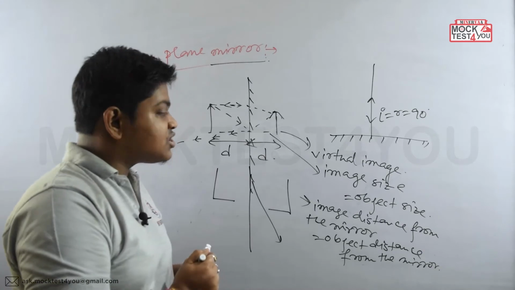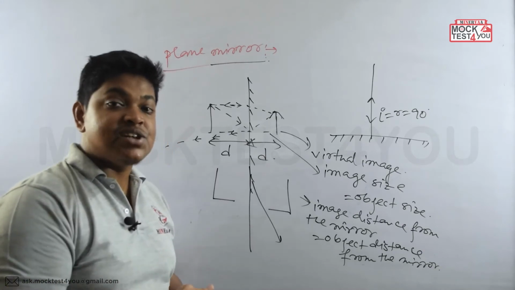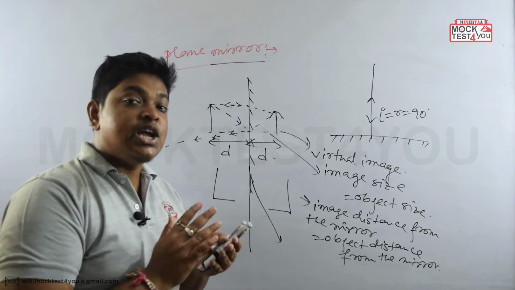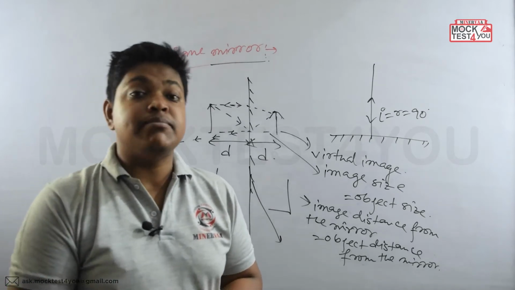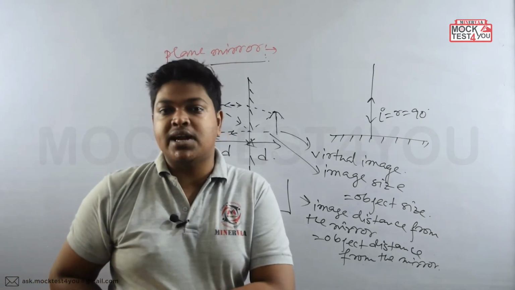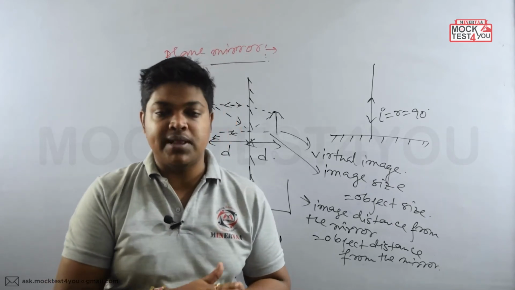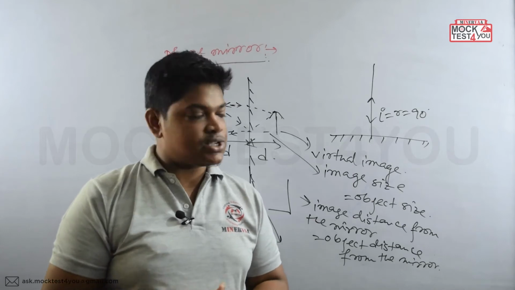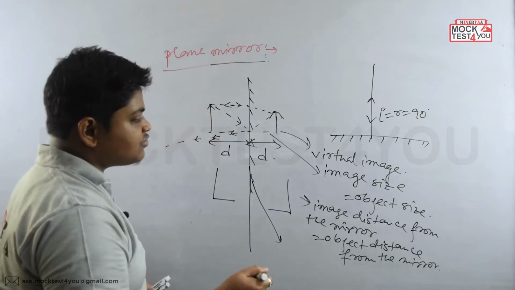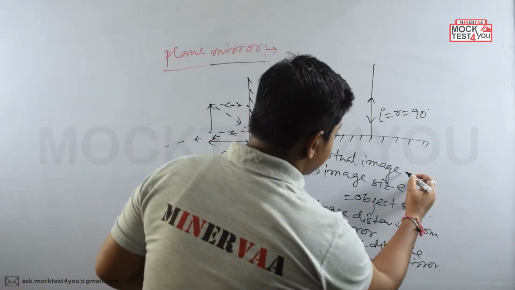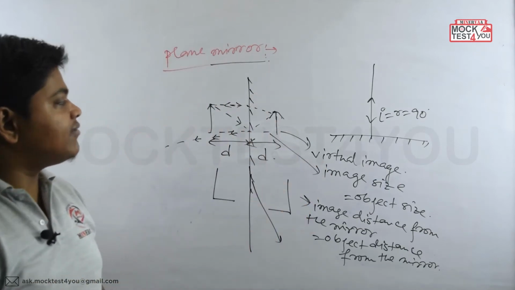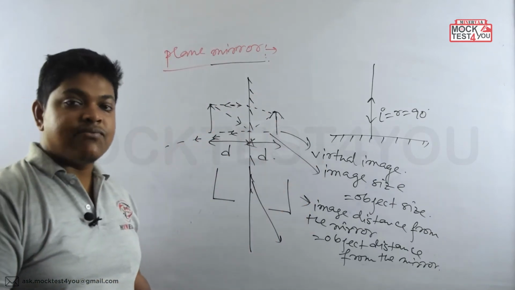So the lateral inversion we have just explained: if you place any object, it will be laterally inverted. The right side of that object will appear at the left side and the left side of the object will appear at the right side. So how many properties have we gathered over here? The image that we get with the help of a plane mirror is a virtual image.